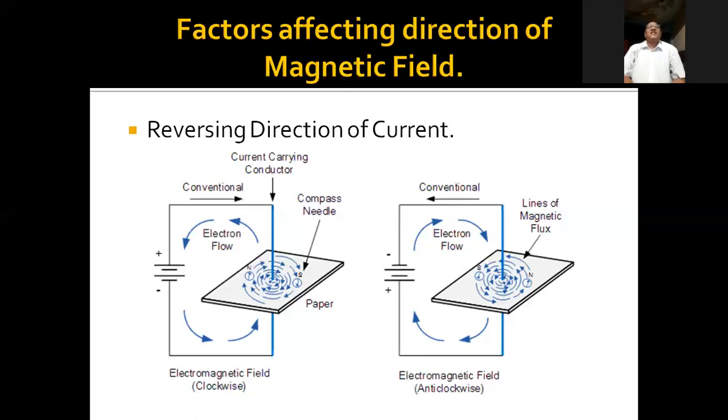So this is the effect. If the direction of the magnetic field was clockwise, after reversing the direction of the current, the direction of the magnetic field lines will become anti-clockwise. So this is the effect of changing the direction of the current. I hope that you have understood. This is also a good example for understanding the right hand grip rule, and a good example of understanding the electromagnetic effect of the current. And I hope that these two diagrams are clear to you.